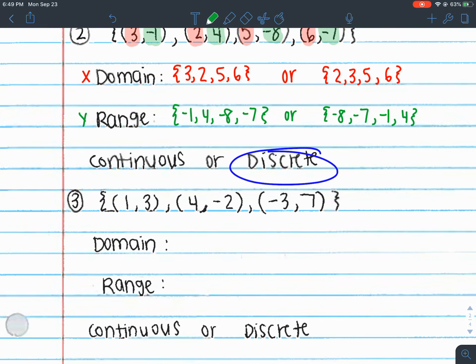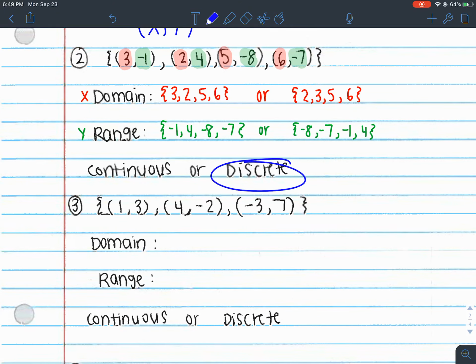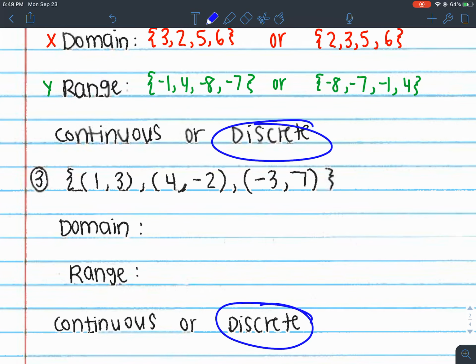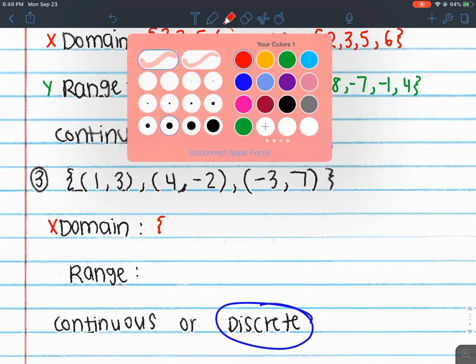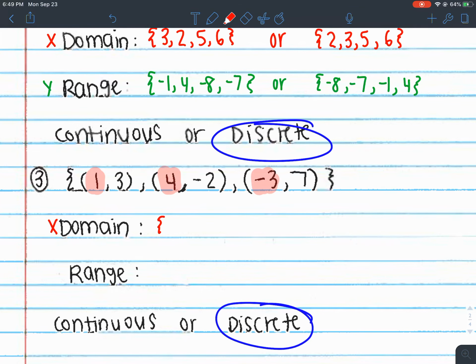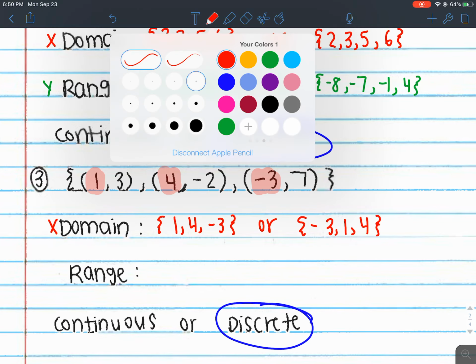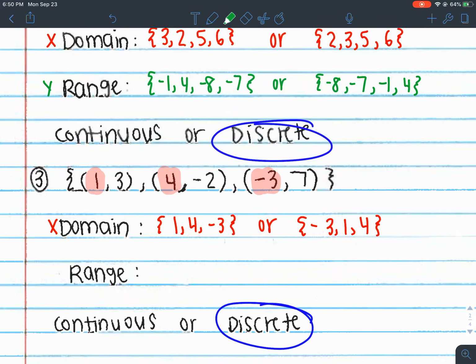All right, number 3 is exactly the same, so if you'd like to pause the video and figure this one out on your own, that would be awesome. I'm going to go ahead and begin. So I noticed that this is just like number 2, so I'm going to go ahead and circle discrete because I know it's just random points, and in this case I have 3 of them. Now for domain, that's going to be our x values, and since it's discrete, I'm going to list again. Highlight all of my x values here. But I want to list them from least to greatest. So these are all of my domain values. Then I'm going to list my range values, which is all of my y values.